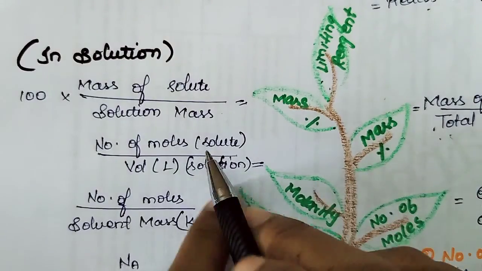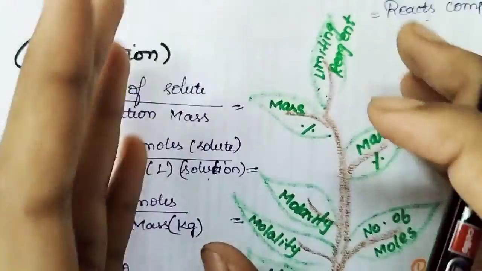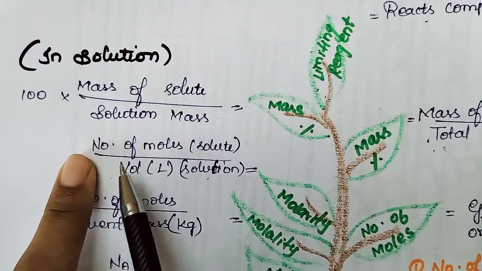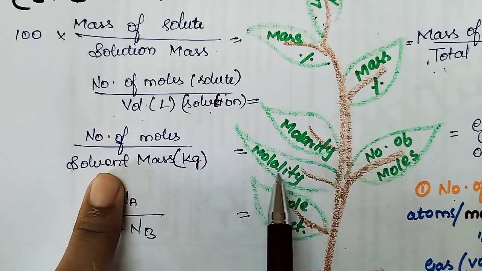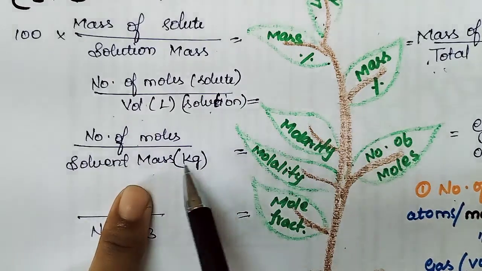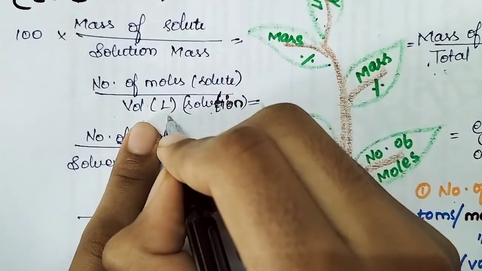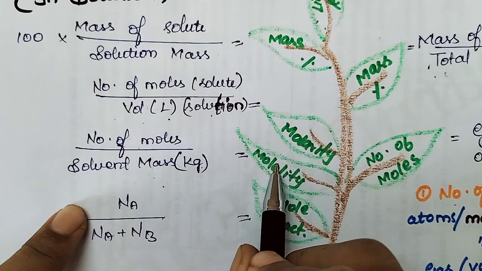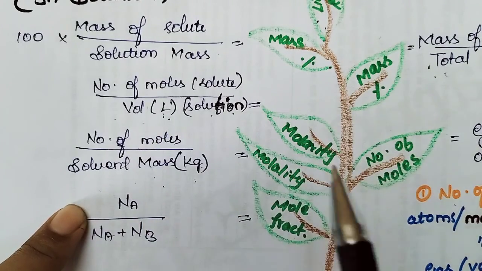The next leaf gives the seed germinated and gives this plant. So this plant contains all these leaves. To calculate molarity, number of moles by volume in liters. Next is molality, number of moles by solvent mass in kg. This is solution volume and this is solvent mass in kg. Clear? So don't confuse molality and molarity. Volume in liter for the solution, solvent mass in kg.